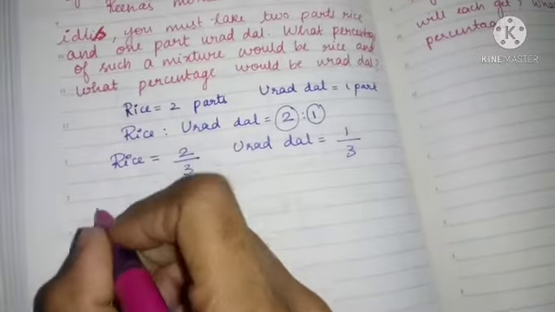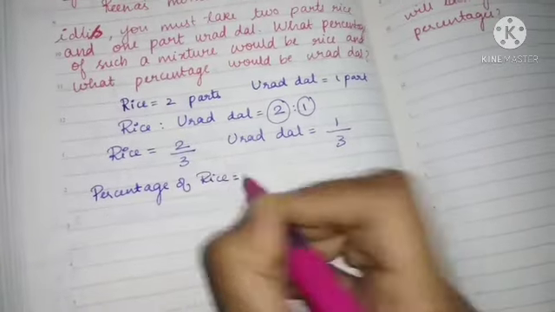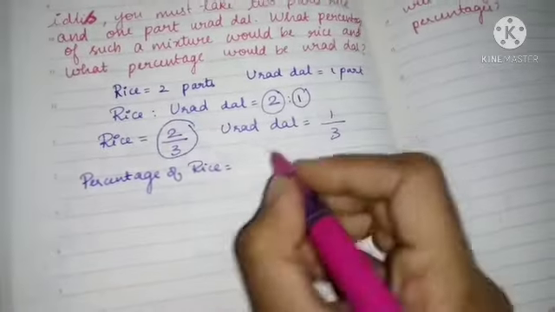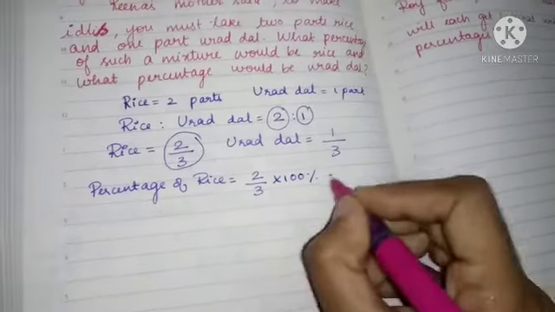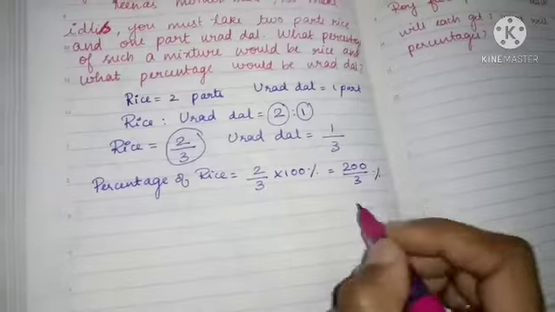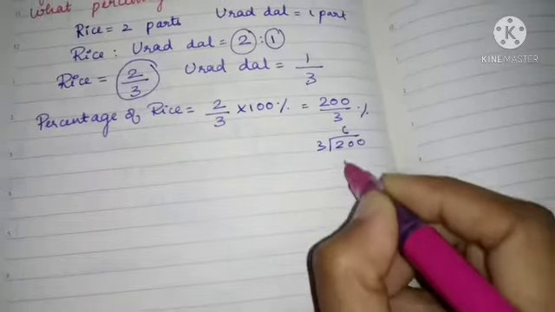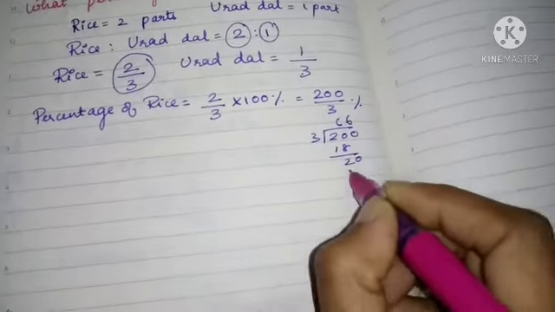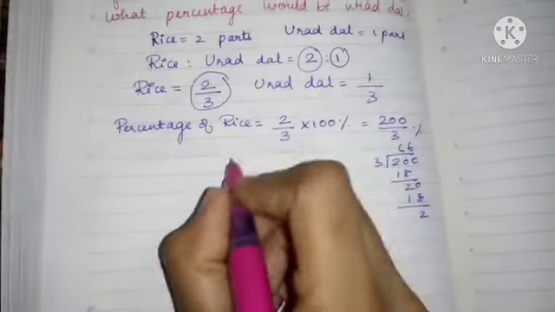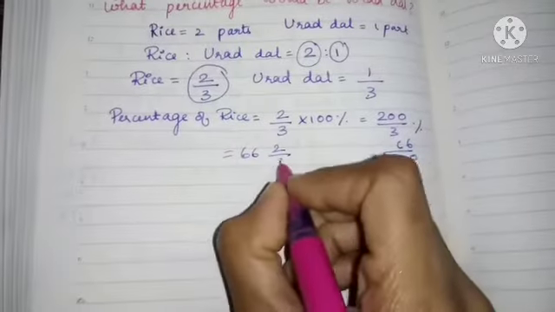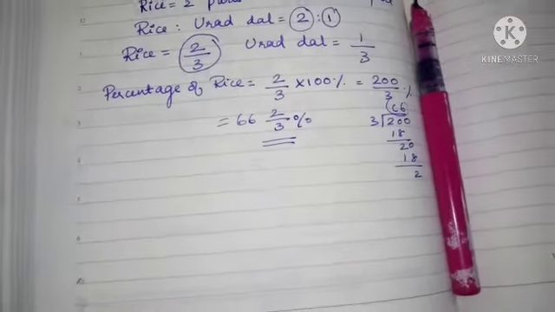Now we should find the percentage of rice, that is what the question asks. You have the fraction for rice, which is 2/3 into 100 percent. So you got 200/3 percent. Can we divide this? 6 3s are 18, 20, 6 3s are 18. So what is the answer? 66 2/3 percent is the percentage of rice.